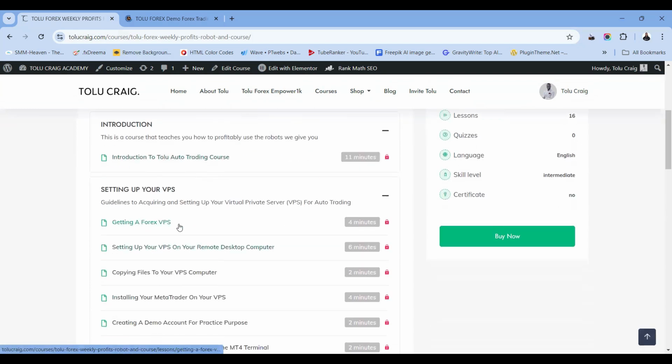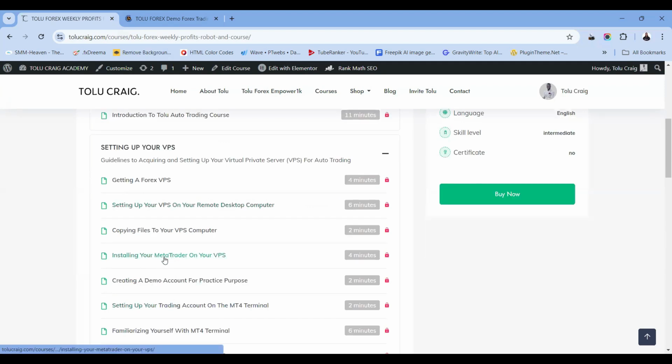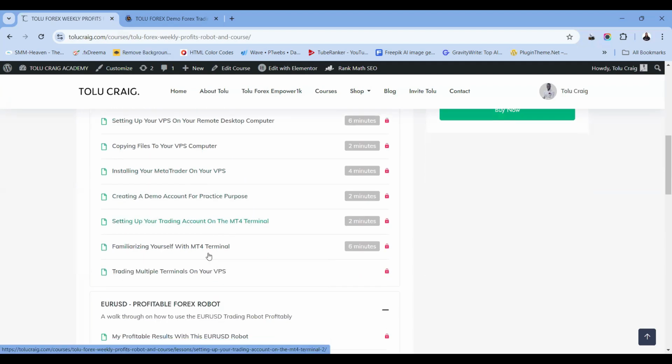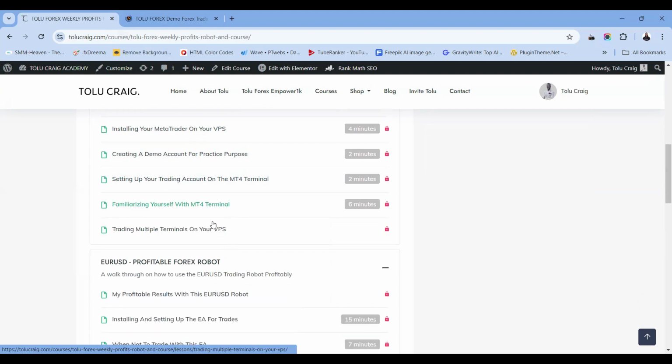Introductory, I'll show you how to get your own VPS, how to set up your VPS on your remote desktop. So if you don't have any experience, I will take you all through the steps. And then how to copy files to your VPS computer, how to install your MetaTrader on your VPS, creating demo accounts, setting up your trading account. If you don't have experience with MT4 before, I'll walk you through quickly the MT4 terminal, at least what you need to know with respect to this.